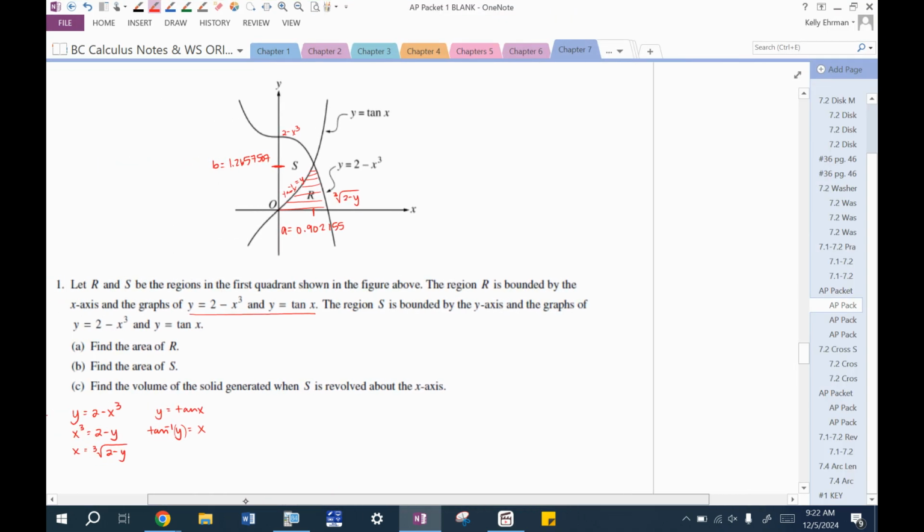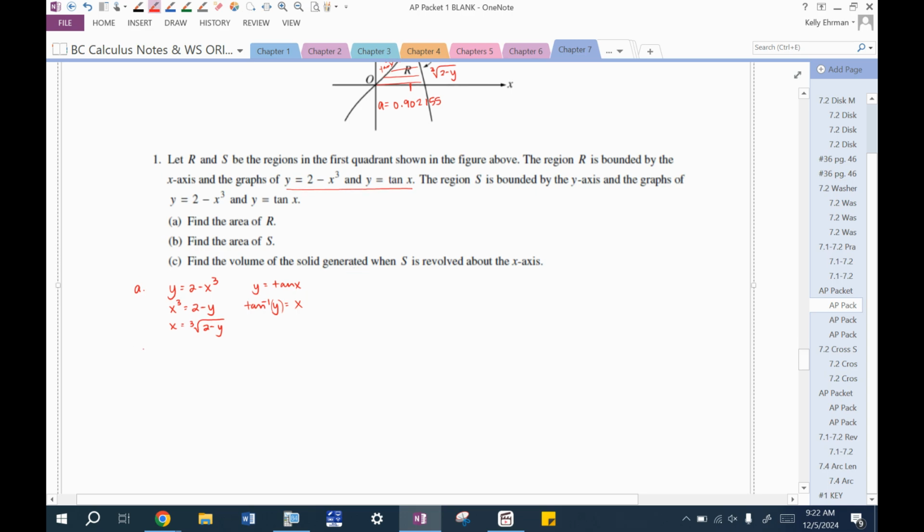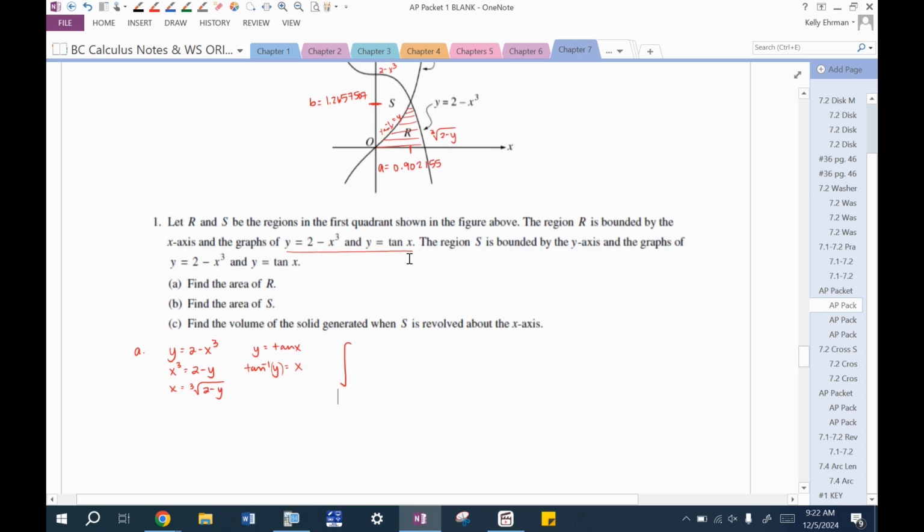All right, so back to R. Because I'm doing right minus left, the area for R is going to range from 0 to b, which was the y value. And right minus left is going to be the cube root of 2 minus y minus the inverse tangent of y dy.